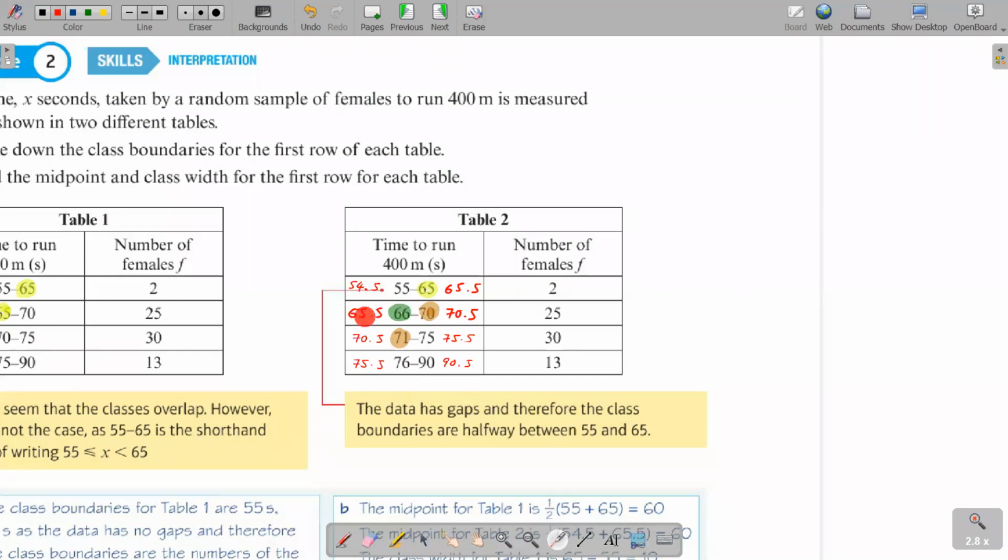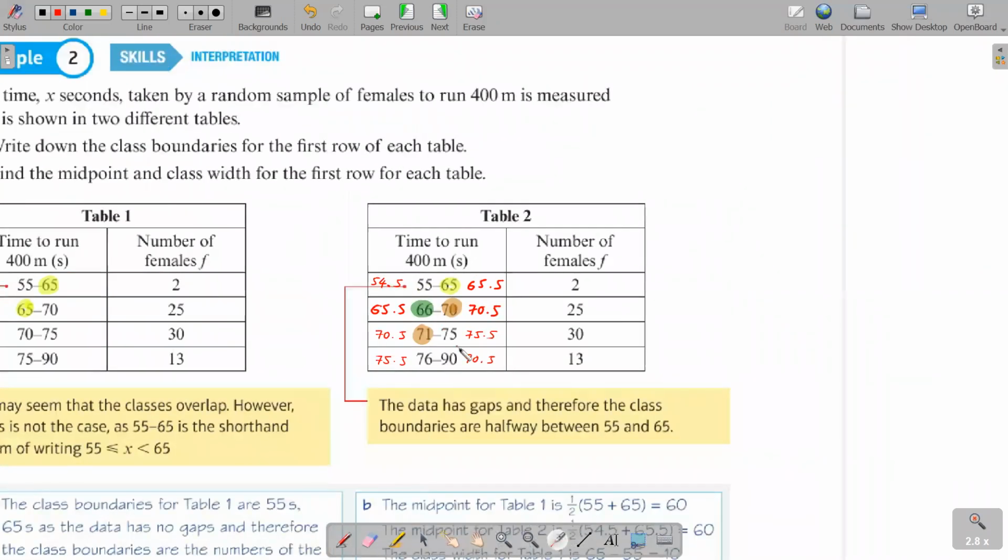Corrected. Now you can see there is an overlap, but you know the way we read it, right? The equal mark comes with the first value. So even though there's overlap, this is how you fix it when the data has gaps. When the data has gaps, you must fix it. And then you work with the corrected class boundaries and we work with this table.